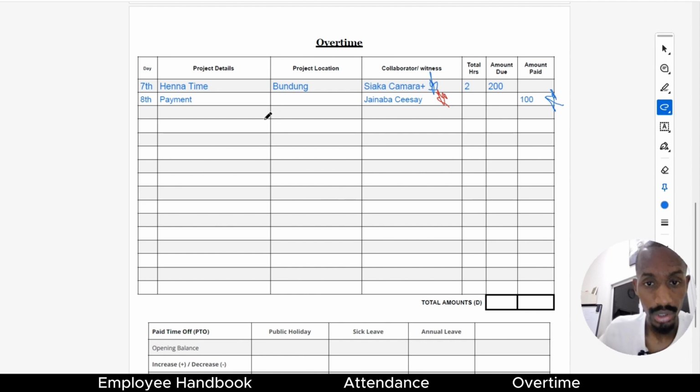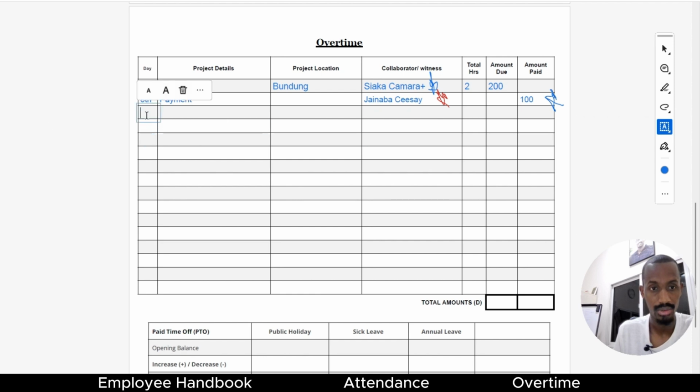Okay. And also, sometimes you are going there with people who are not members of the company. You might go there with laborers. So those laborers cannot always sign your form. Okay. So what do you do? Let's say on the 13th, I also did an overtime. It was my weekend, but I came to work because the company wanted me to help wash the carpets and stuff.